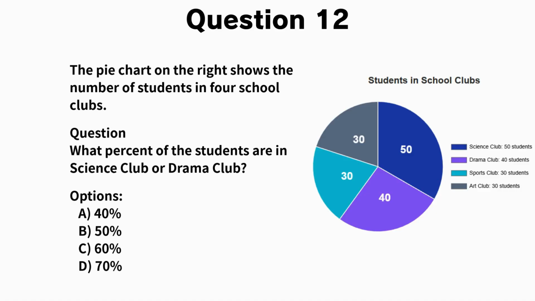Question 12. The pie chart shows the number of students in 4 school clubs. What % of the students are in science club or drama club?